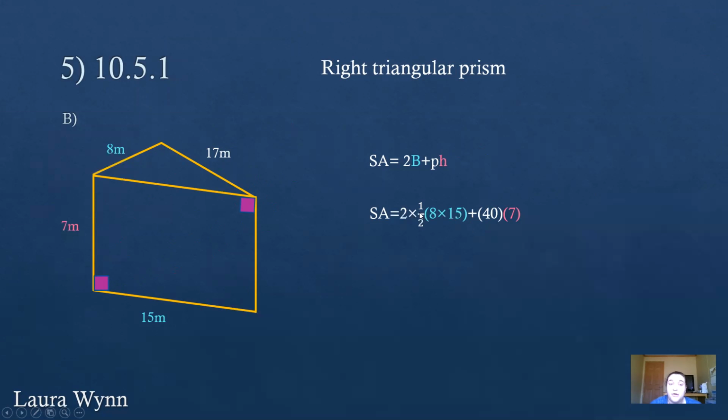40 is the perimeter, which is the white: 17 plus 8 plus 15 gives us 40. And the height of this right triangular prism is 7. So plug all our numbers in for our variables and solve it, which is going to give us the surface area of this right triangular prism: 400 meters squared.